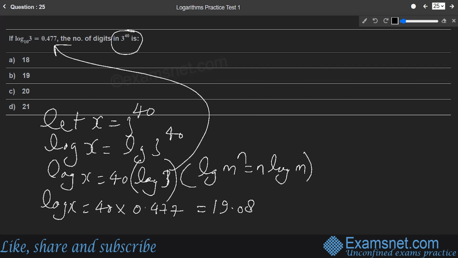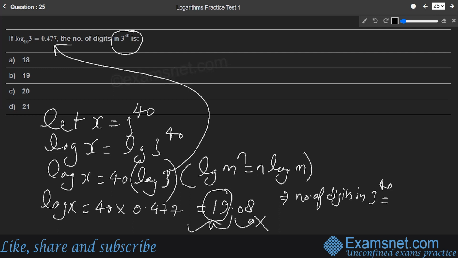And what we do in this kind of situation is, we take the number which is just on the left hand side of the decimal. The right hand side number is completely discarded. The left hand side number is taken. The left hand side number is 19. So the number of digits in 3 to the power 40 is going to be 19 plus 1, that is nothing but 20. So that should be the right answer. 20 should be the number of digits asked in the question, that is 3 to the power 40. So the right answer is option C, 20.